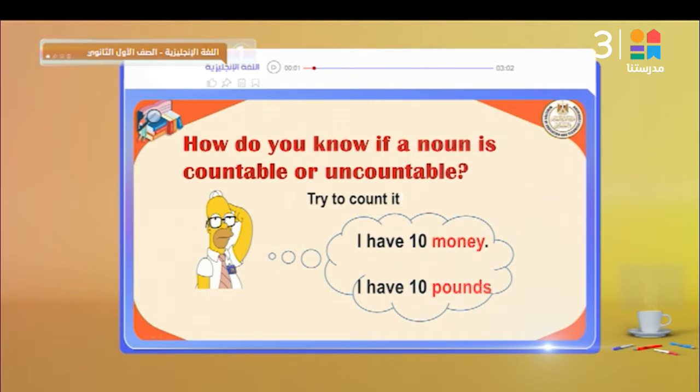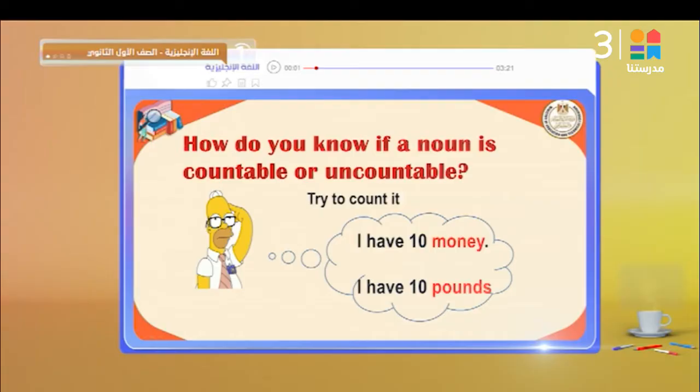How do you know if the noun is countable or uncountable? How can we decide that this noun is countable or not countable? It's easy. Try to count it. If you can count it, it's countable. What does it mean to count it? To say 1, 2, 3 of it. So, for example, the word money. Can we count the word money itself? Can we say, I have 10 money? Of course not. We can't say that.